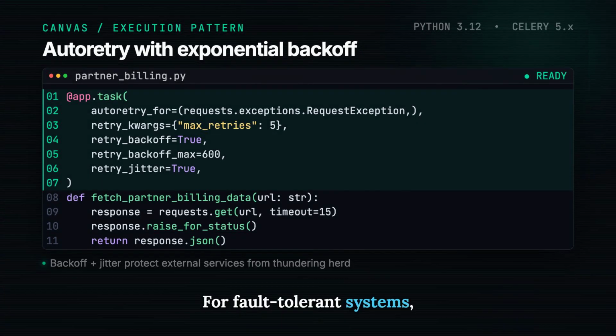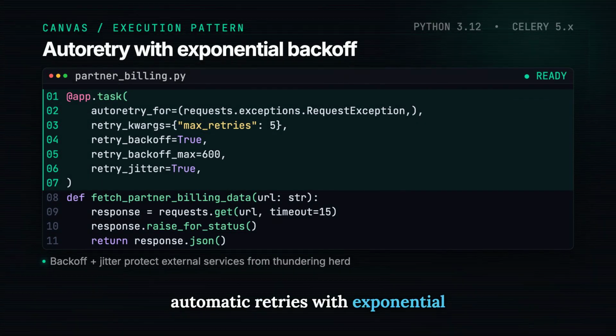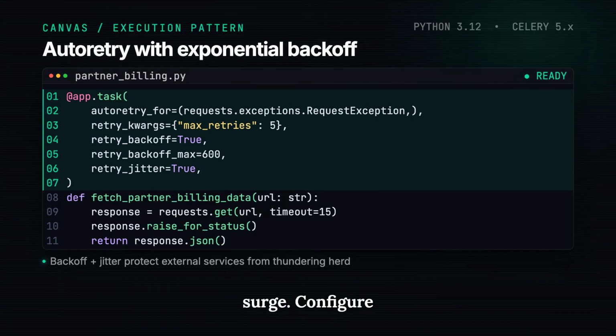For fault-tolerant systems, automatic retries with exponential backoff and jitter protect external services from a thundering herd surge. Configure this directly in the task decorator with autoretry_for, retry_backoff, and retry_jitter.